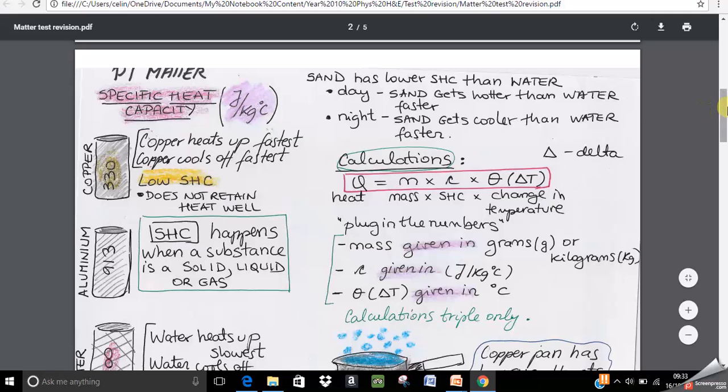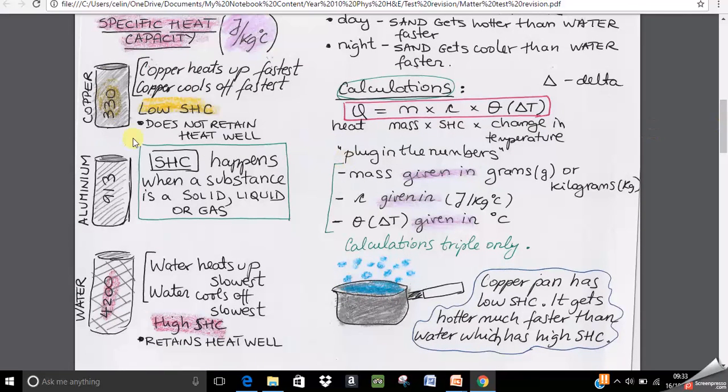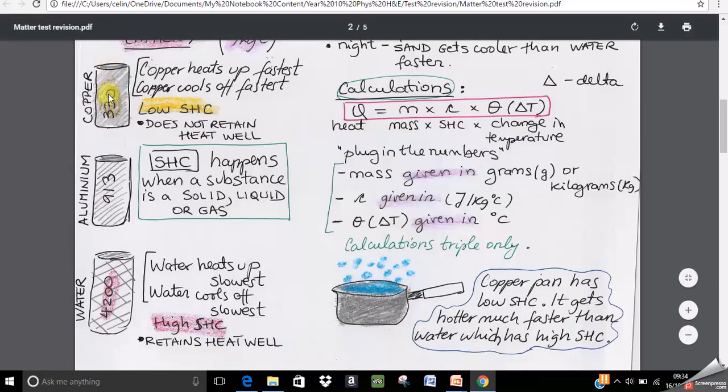So I have three different containers. The first one is made of copper, the second one is made of aluminium, and the third one is made of water. Now if we look at the numbers for the containers, the number for water, for example, is 4200. The number for aluminium is 913, and the number for copper is 330.